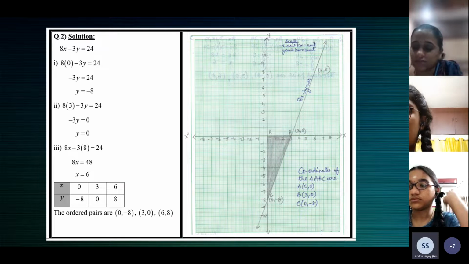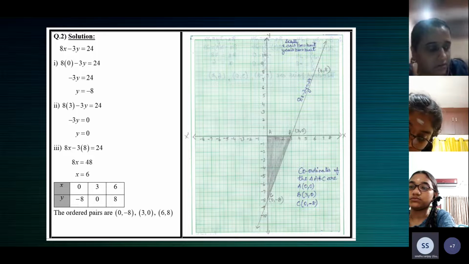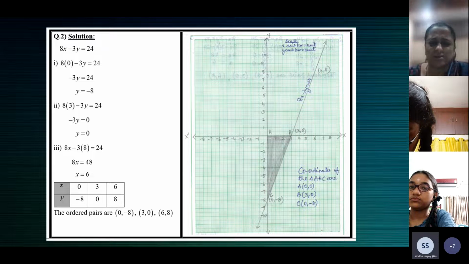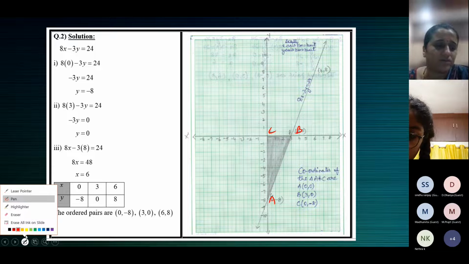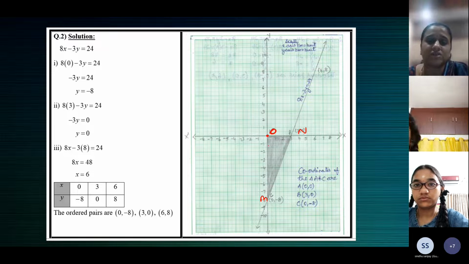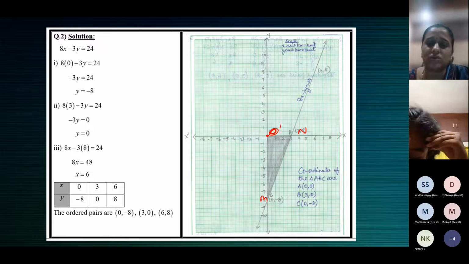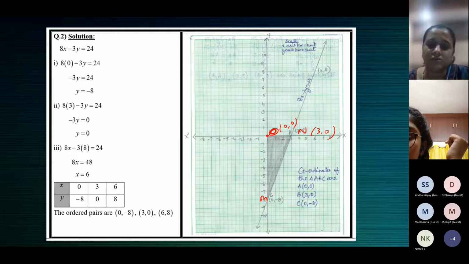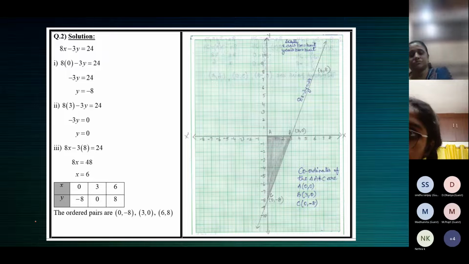Ma'am, can we take any point as A, B, and C, ma'am? Or we should take it in this order, ma'am? No. You can take it in any order. You can mark A here, B here, C here. The order is not important. In fact, you can give any other name also. You can call it PQR, you can call it MN. Sometimes, because this is the origin, you want to call it O. You don't want to change that letter because the origin is given by the letter O. So you can name the triangle MNO. So O is 0, 0, N is 3, 0, and M is 0, -8. The order is not important. Any order.